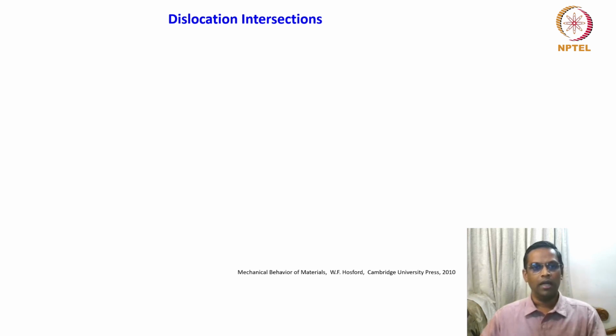So I think I will stop here. The next topic I want to discuss is dislocation intersections, just a few examples of dislocation intersections, where it will contribute to several microstructural, I would say, stability, and also it controls a lot of mechanisms, phase transformation mechanisms, and so on. We will see it in the next class.